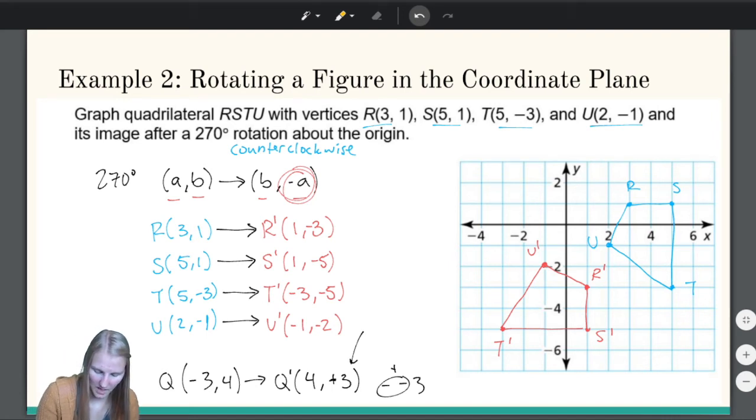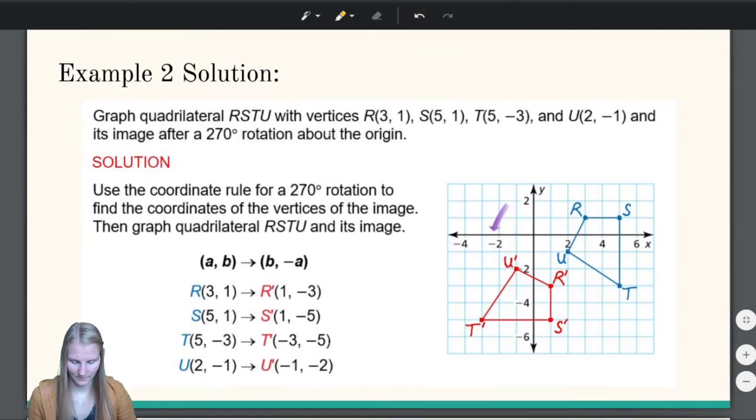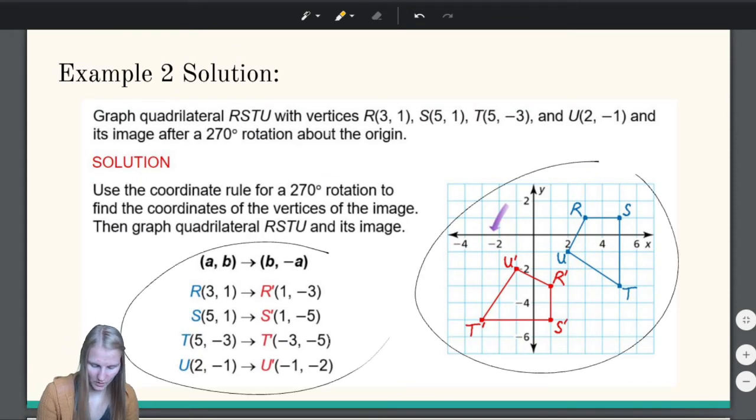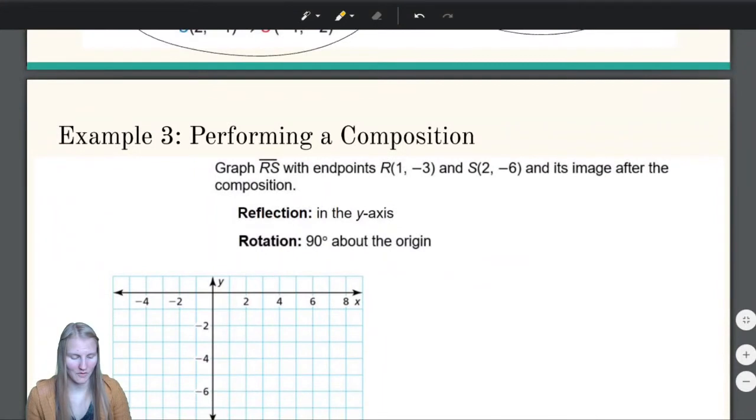Okay. And we'll write that. If already negative, turn positive. Okay. Awesome. Let's check and make sure that we were right. Beautiful. Okay. We were indeed correct. Now, let's move on.